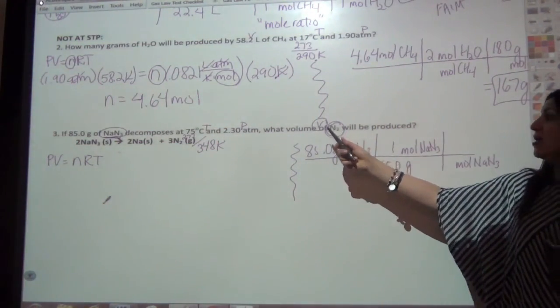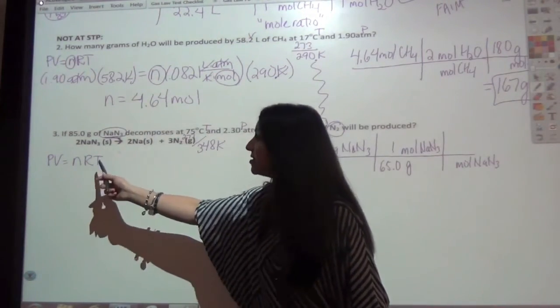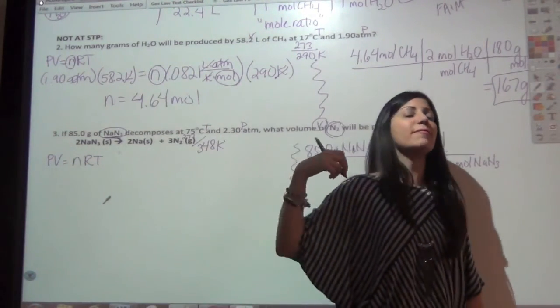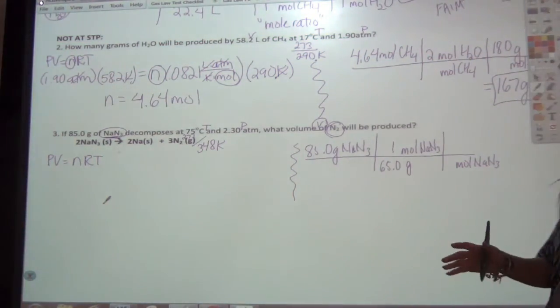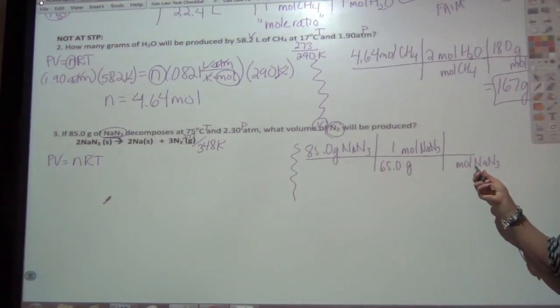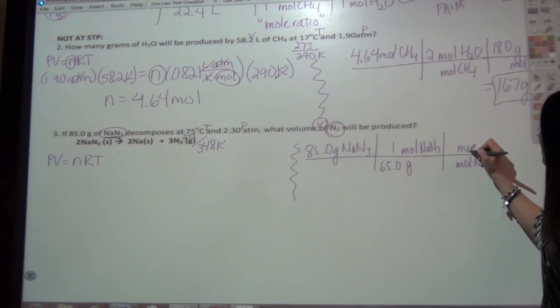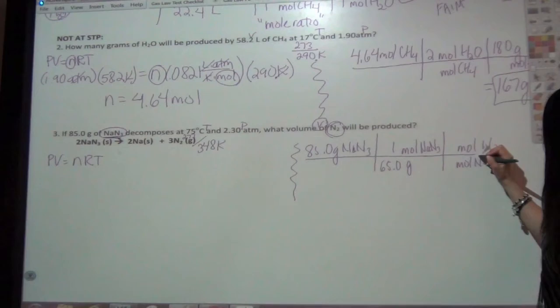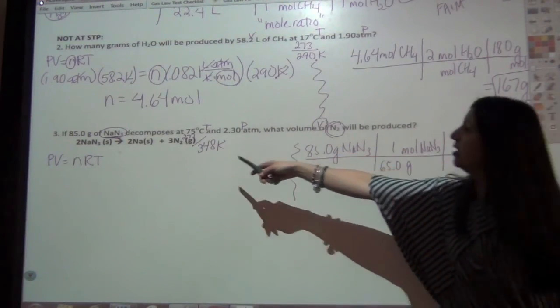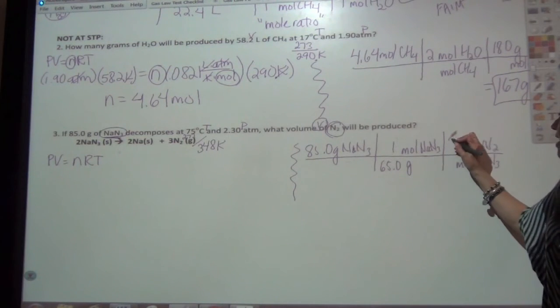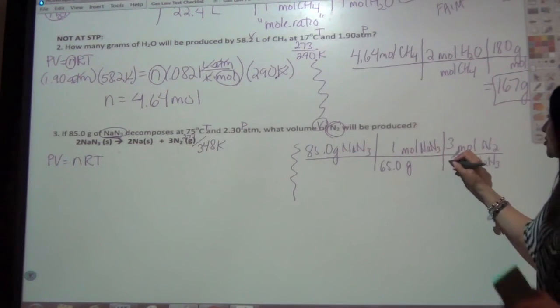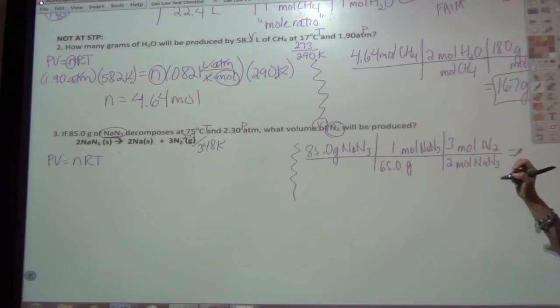N2. Okay, these have to be for the same substance. So if my pressure's of N2, my volume's of N2, then my moles have to be of N2. It has to be for the nitrogen. So what do I do here now? Once I'm in moles, I can do the mole ratio. Nice. So now I'm going to go to moles of N2. And here's my balanced equation. What numbers am I using? What do I have for the N2? 3. And what do I have for the NaN3? A 2. Okay, so now I do have my moles of N2.